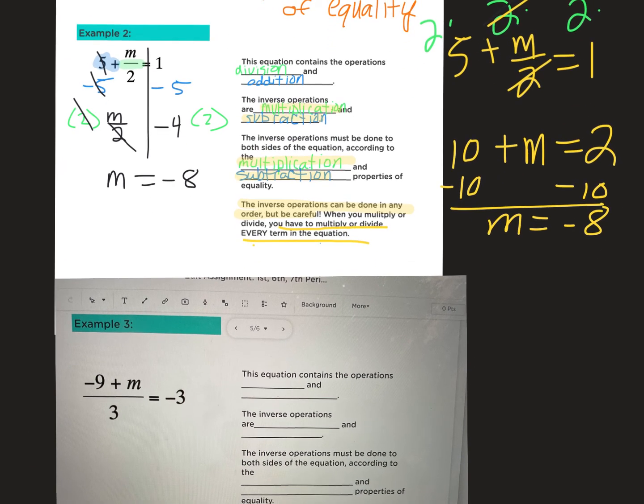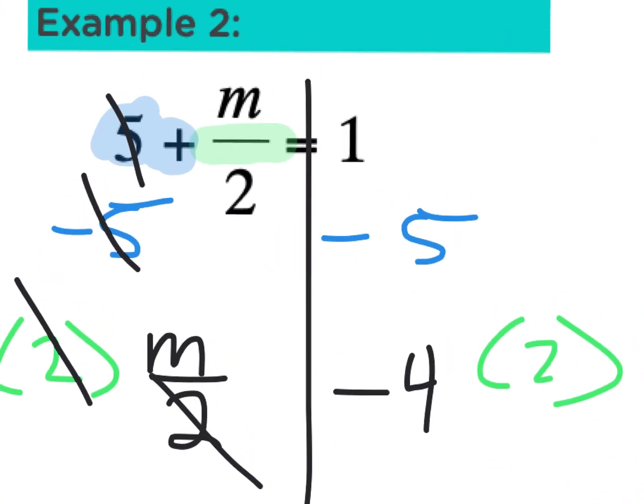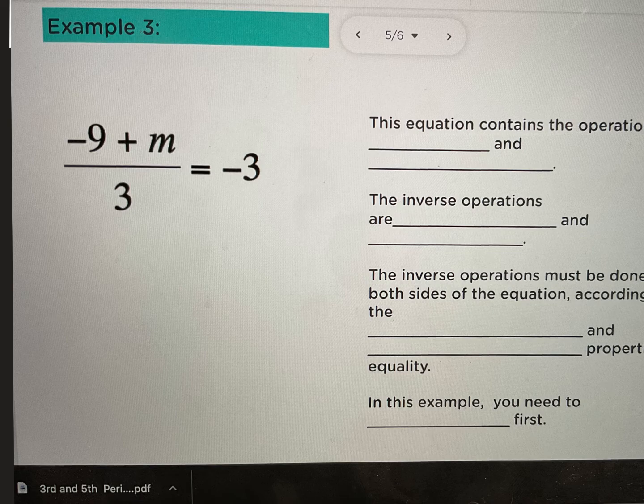Okay, so you notice the difference between example number 2 and example number 3? Both have a denominator, but notice in example number 2, it's just the variable that's over the 2. In example number 3, everything is above the denominator. You see that? You've got the variable and a number. So a lot of this is repetitive. You can probably copy and paste.